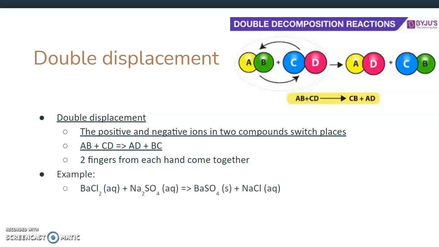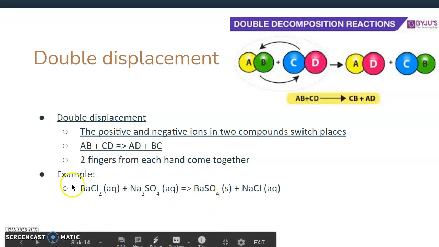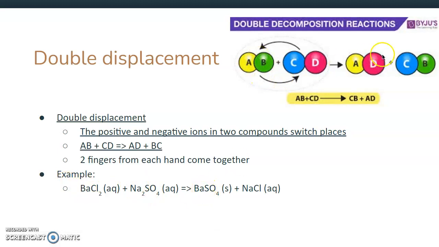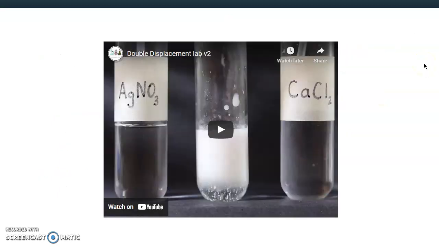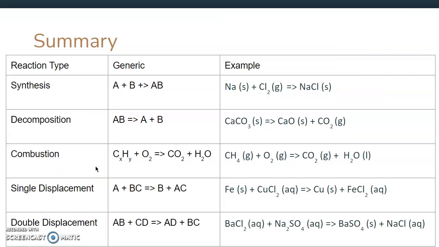Our example looks something like this. We have barium chloride reacting with sodium sulfite. The Ba is going to take the place of the Na, and the Na is going to take the place of the Ba. So we're just switching places. We can see it up here too, probably a little bit simpler. The A and the C are just switching places and nothing else, so that we get AD plus CB. And here's our last video of an example.